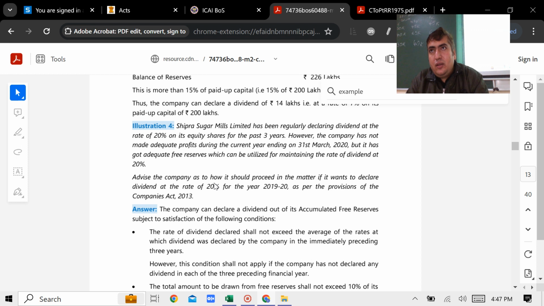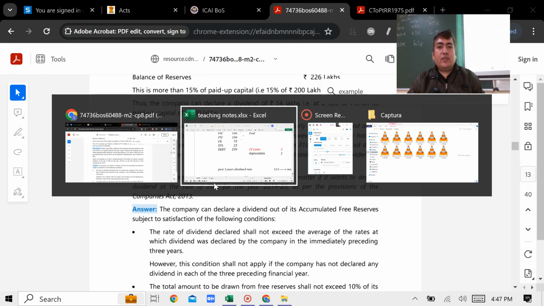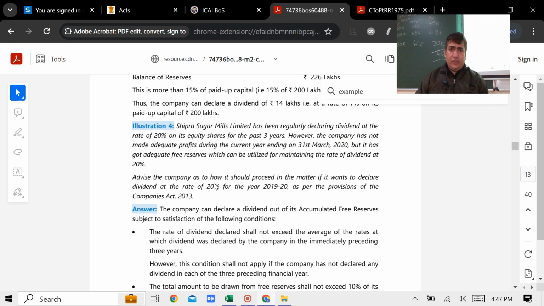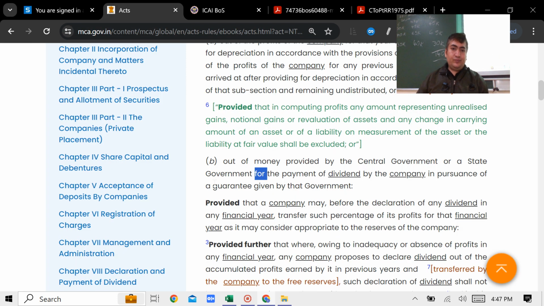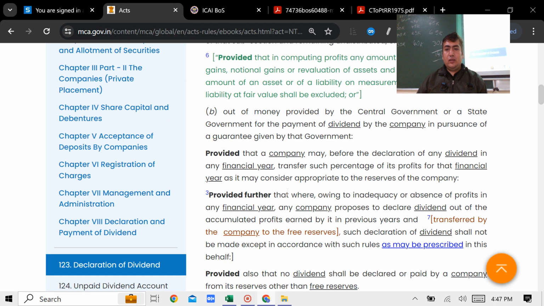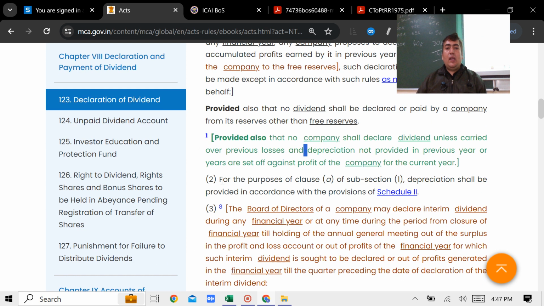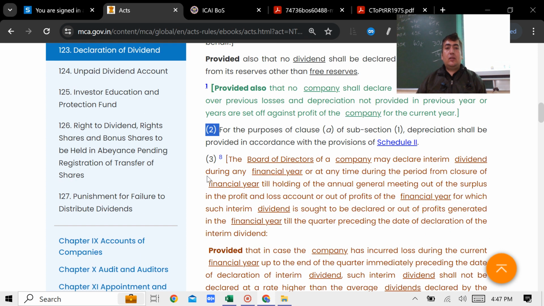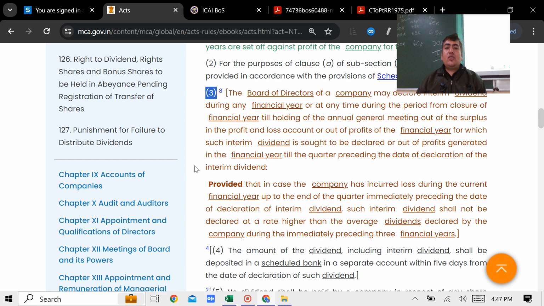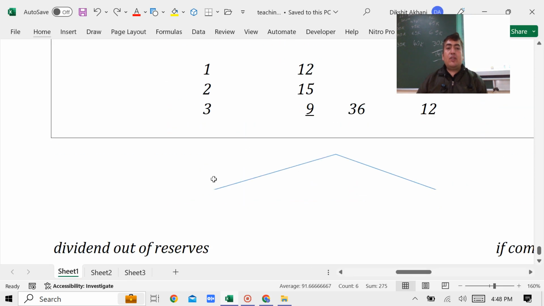Okay, I think I have taken a lot of time in this explanation. Let's move on to interim dividend now. Interim dividend is provided under subsection 2 here. Subsection 2 is just about depreciation being absorbed first, and then you can continue. Now let's go to subsection 3. For subsection 3, let me make a question about interim dividend.